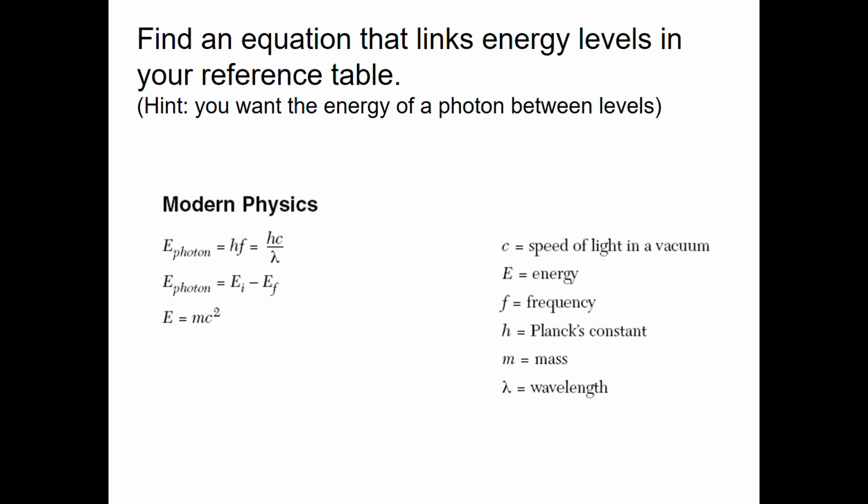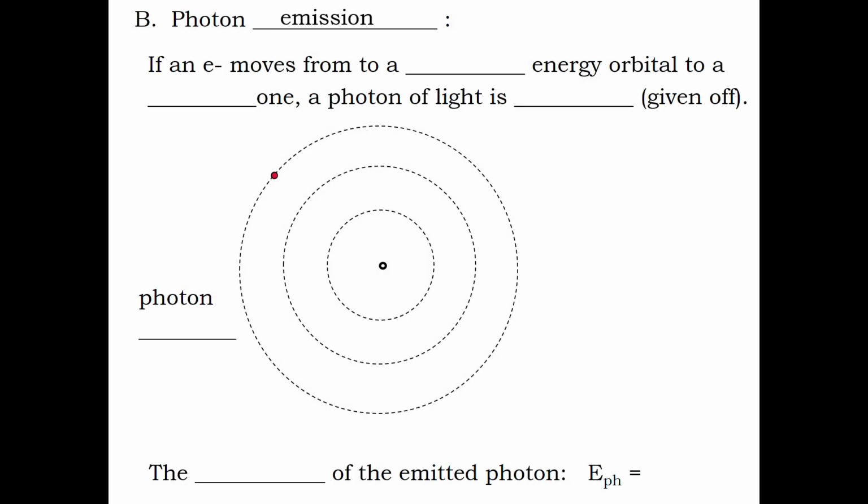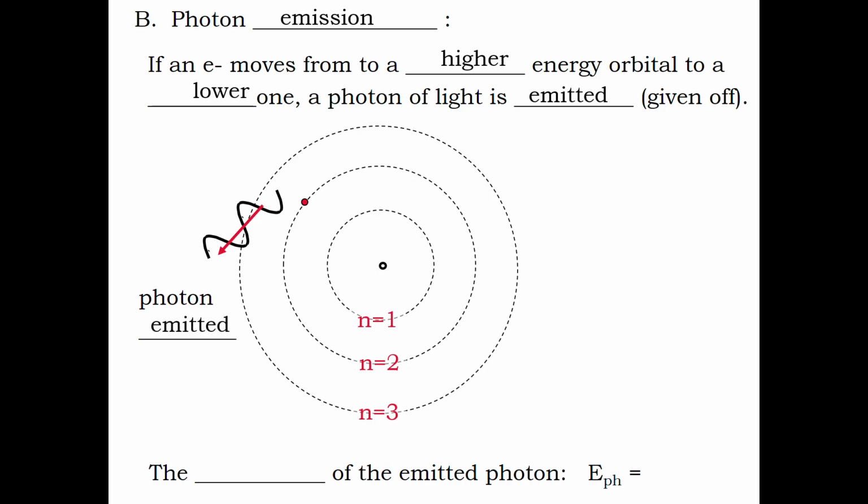Okay, so these are the equations in the reference table, and we are going to be talking about mostly photons. So E photon, so that's the energy initial minus the energy final. So for photon emission, if an electron moves from a higher energy orbital to a lower one, a photon of light is emitted, given off. So when it jumps down, that means there's going to be a photon of light that is released, just like that in the animation. So a photon is emitted. That's because it's lost energy, it's emitted a photon, and usually this is some color or ultraviolet light. The energy of the emitted photon is going to be the energy initial minus the energy final, which is that equation in the reference table.